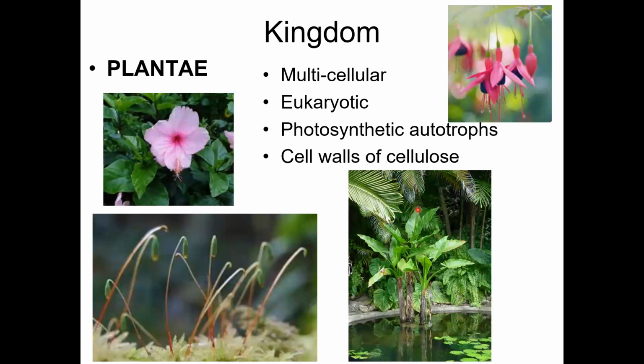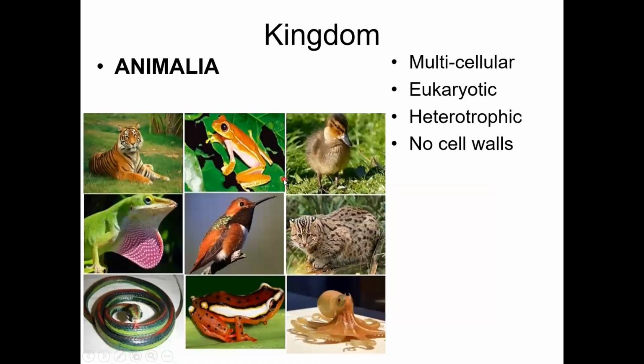And kingdom Plantae, my favorite. They are the multicellular eukaryotes. They are the autotroph, and they are having the cell wall of cellulose. Kingdom Animalia, they don't have the cell wall. They are heterotroph, multicellular eukaryotes. Okay, so these features are very much important.